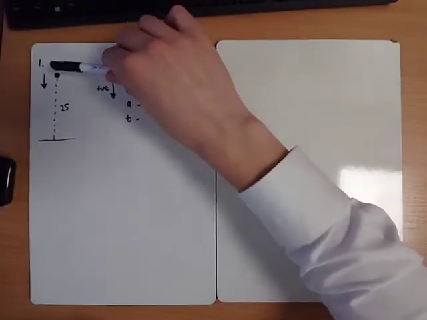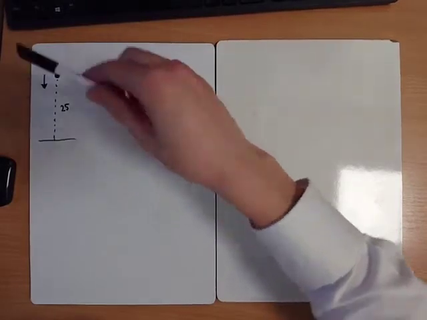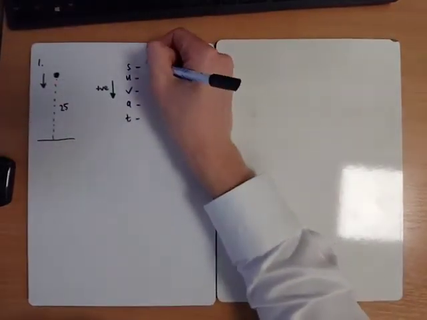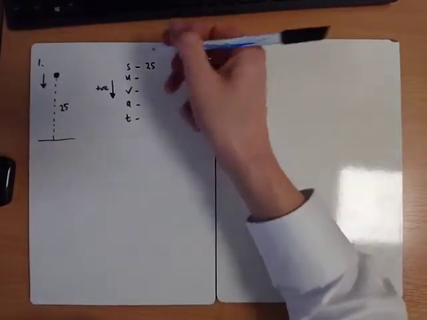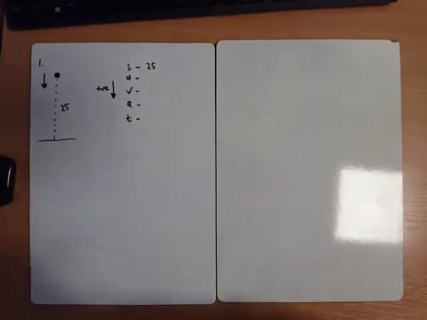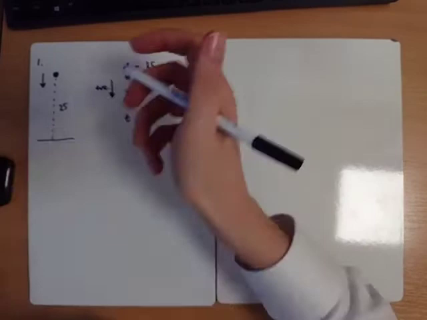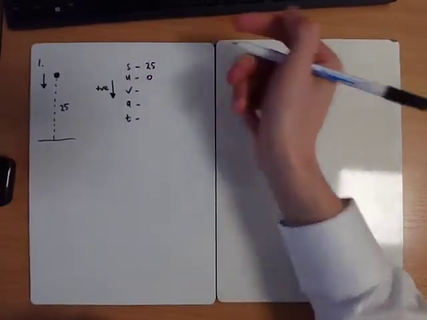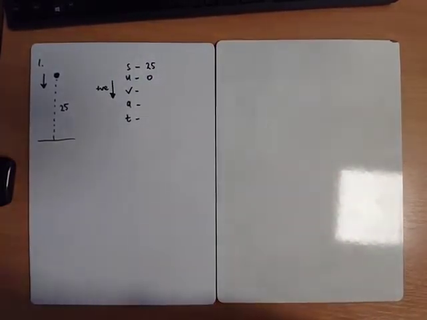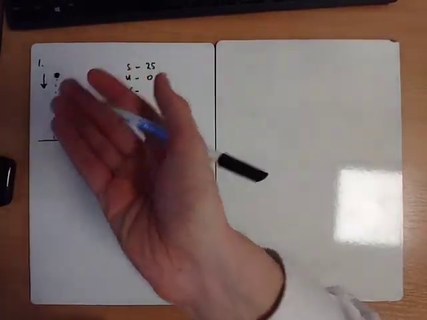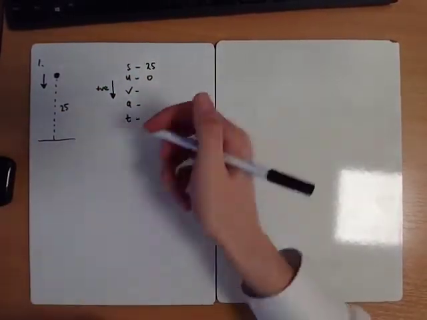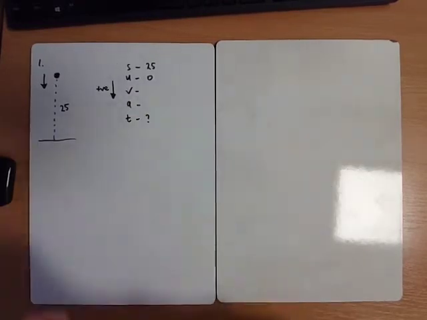So if it starts here and it travels 25 metres in that direction, the displacement is going to be 25, because it moves 25 metres that way, and that's the way I'm choosing to be positive. It starts from rest, it's dropped, isn't it? So the initial velocity, we know to be 0. And it says find the time taken for the stone to reach the ground. So it doesn't seem like we're given that much information. We know it travels 25 metres, it starts at rest. We want to figure out what the time is.